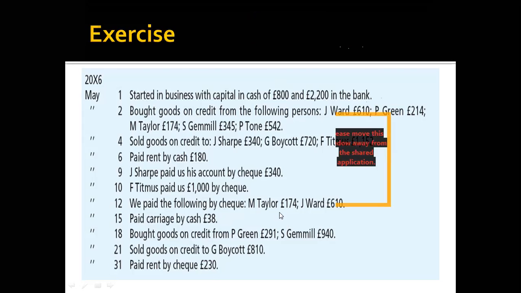The first one. What is the first thing you do? Write the title answer. What are the accounts affected here in this transaction? Cash, capital, and bank. Yes, cash, capital, and bank. Which accounts will be debited and which accounts will be credited?